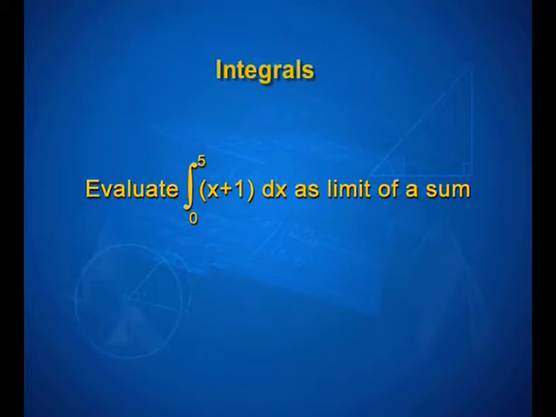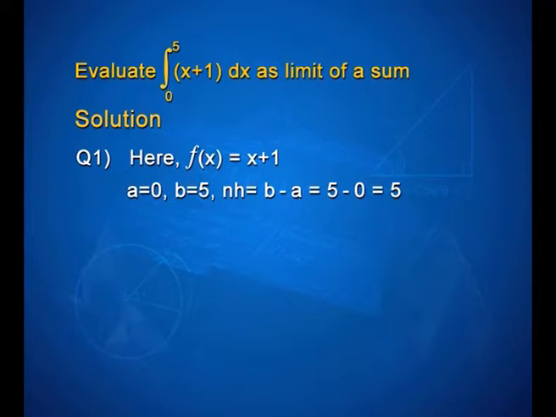Question number 1 was evaluate integral 0 to 5 of x plus 1 dx as limit of a sum. Let us look into the solution. Here f of x is equal to x plus 1, a is equal to 0, b is equal to 5, nh is equal to b minus a, that is equal to 5 minus 0, that is 5. f of a is equal to f of 0, that is 0 plus 1 equal to 1.